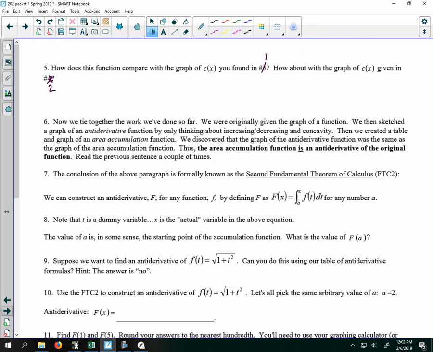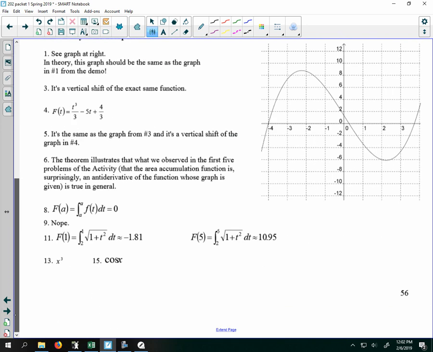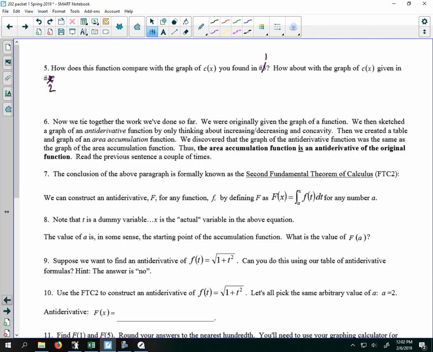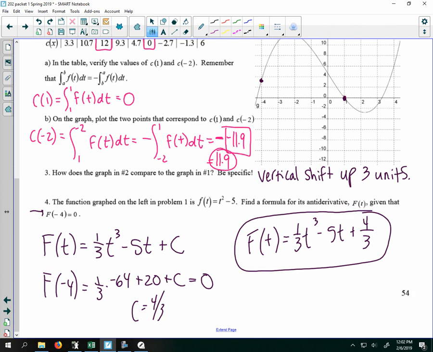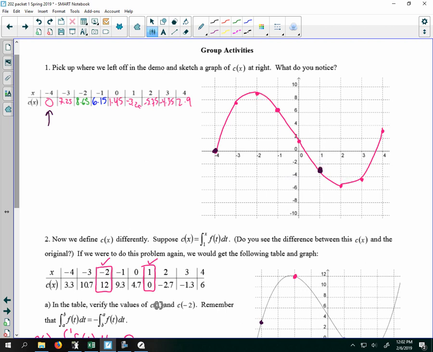So how does this function compare with the one I graphed in number 1 with c of x? Let's see, if I start plugging some values into this function f. Well, f of -4 we know is 0, and that was true on my original function. And for my c of x function, f of -4 was 0.